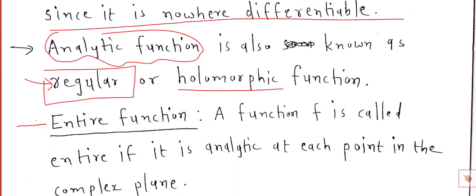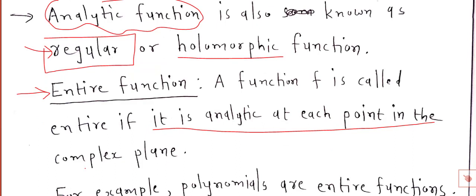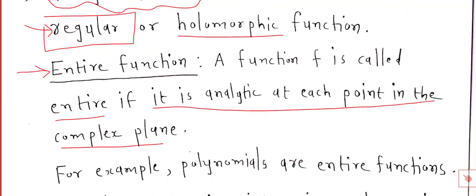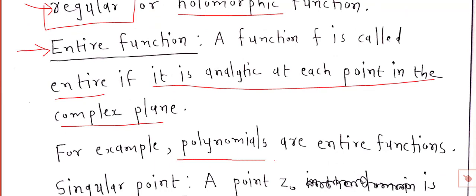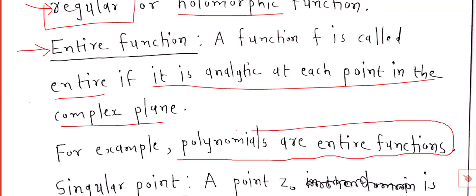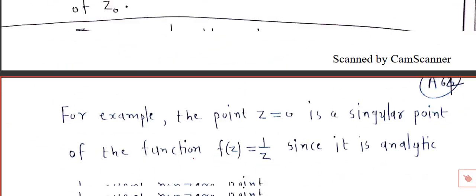Next definition is entire function. The function which is analytic at every point is known as an entire function. So a function f is called entire if it is analytic at each point in the complex plane. A famous example is polynomial functions, which are entire functions because they are analytic at every point.